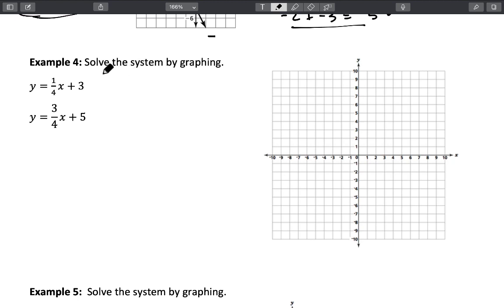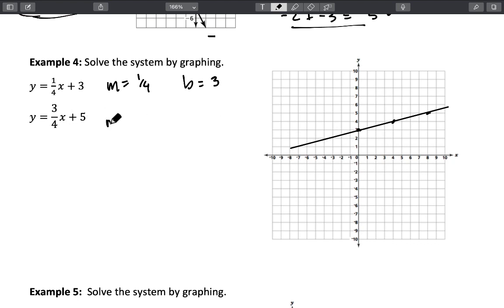This next one, we're going to graph our 2 linear equations to solve the system by graphing. So first of all, let's do it by hand. These are both in slope-intercept form. I have a slope of 1/4, and I've got a y-intercept of +3. So we're going to plot that here, +3, and rise 1 and run 4. Rise 1 and run 4, and then there's our line. We're going to draw a line as best we can through those 3 points here, and there's one line.